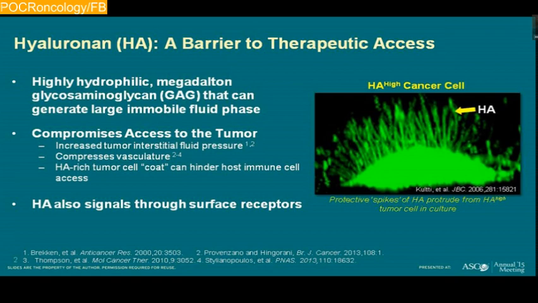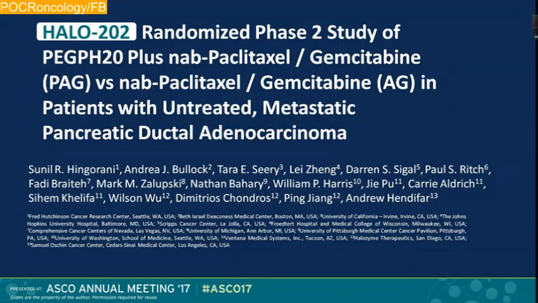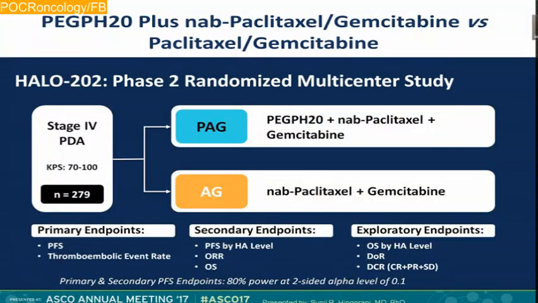So it's kind of protecting the cancer cell from the outside environment. This is one of the reasons why pancreatic cancer is a hypoxic tumor. And the other reason is that this hyaluronic acid actually compresses the vasculature and decreases the vascular access. So in theory, this is a very interesting target. A phase two study was presented at ASCO this year, and it was a combination of a hyaluronidase plus nab-paclitaxel gemcitabine versus nab-paclitaxel gemcitabine. These are the two arms of the study.